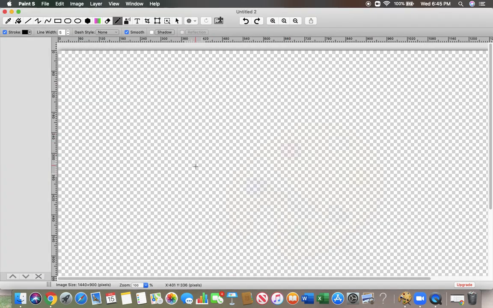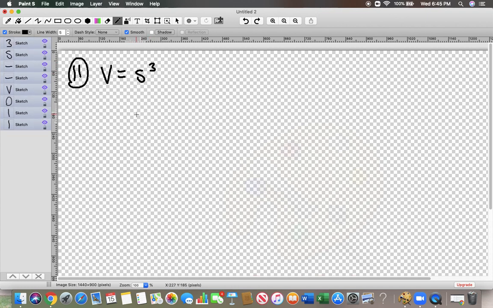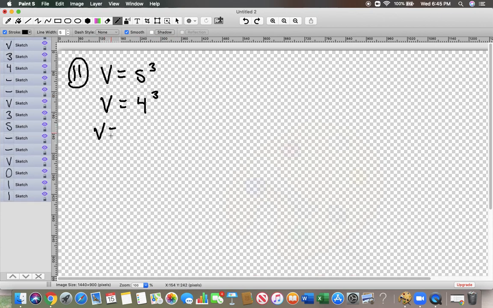That was number 9. Let's do number 11. What kind of prism is number 11? It is a square prism or a cube prism. So what's the volume of a cube prism? V is equal to S cubed, because the base, the length, the width, the height, it's all the same measurement, which is 4. So what is the volume here?